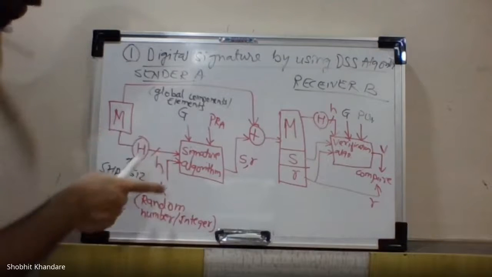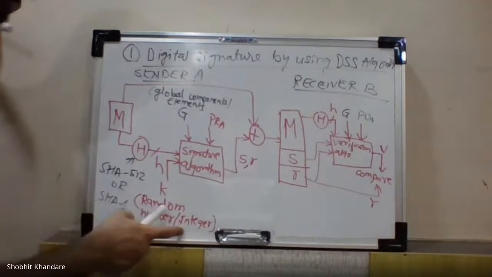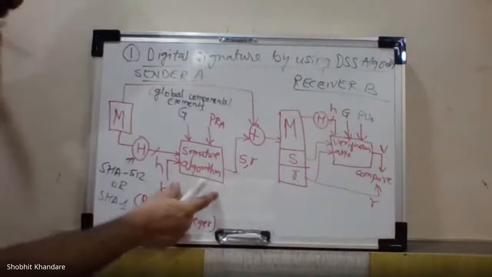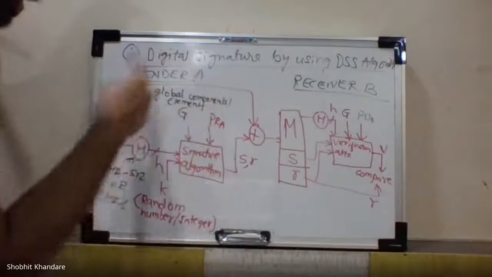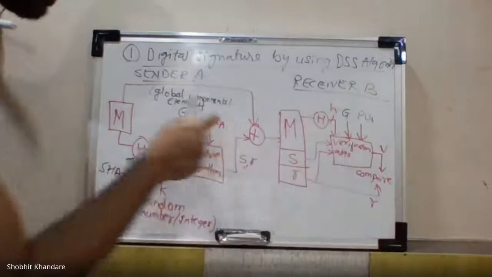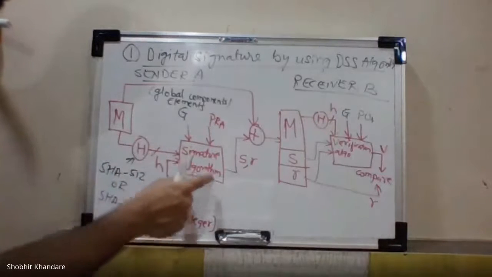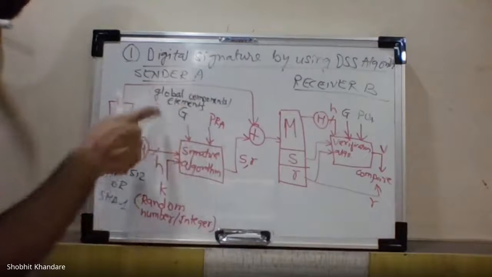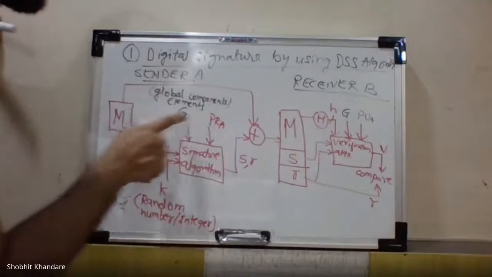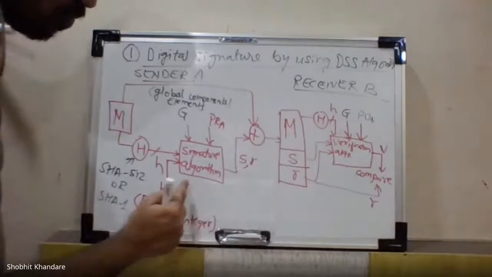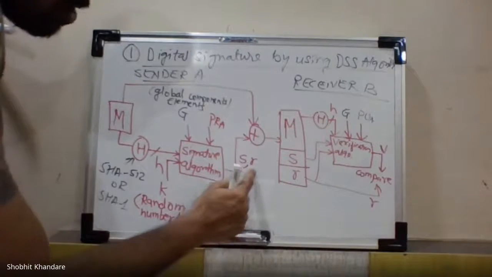This hash code, along with the small k, which is a random number or integer, is given to the signature algorithm. So always remember, the signature algorithm is used on the sender side, and the verification algorithm is used on the receiver side. In the signature algorithm, along with this H and K, we have G and PRA, that is the private key of A, and G is the global component or element. They are appended together, so we have message, S and R. The output of the signature algorithm is S, comma R.